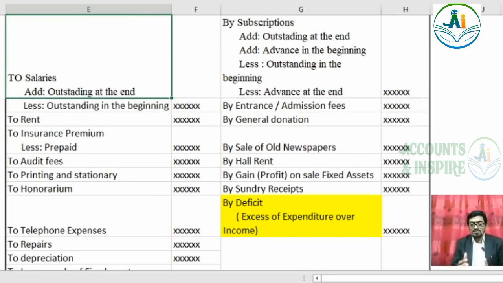gain or profit on sale of fixed asset, sundry receipts. Like this, some normal income we can expect.